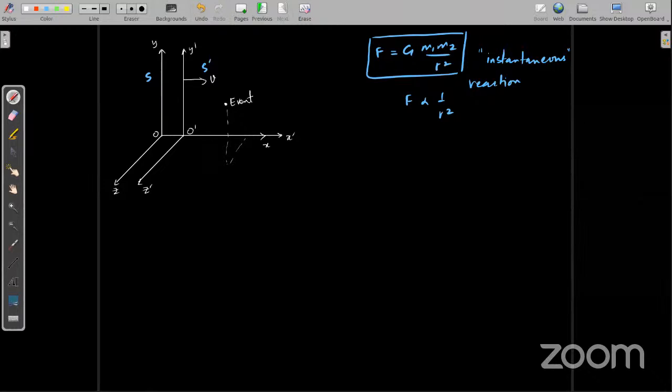Yeah, sorry. Go ahead. So I have a question. Why is there r squared? Why not r cube or something else? Why is there r squared in the relation?